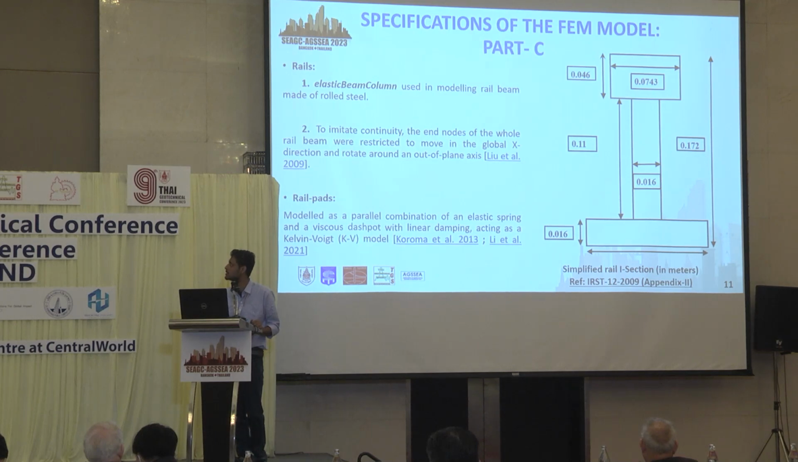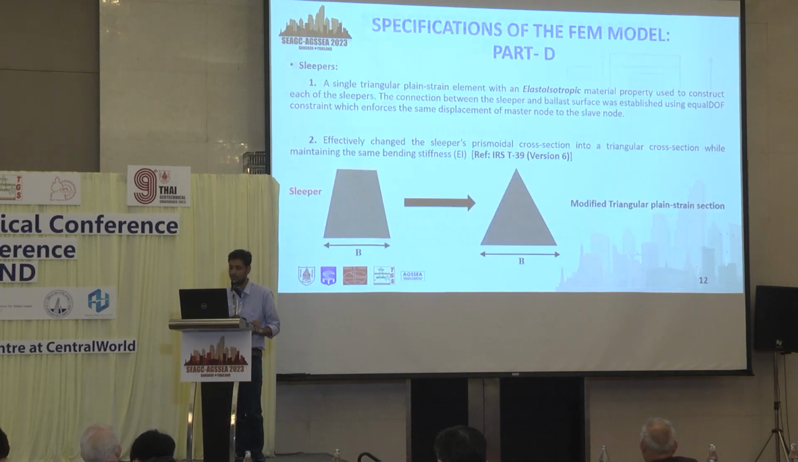This is the rail cross section. Actually it is bull-headed, but we simplified it into a rectangular head just to make our calculation easier. And another essential parameter is the rail pads, which connect the rail to the sleeper. So we go for the Kelvin-Voigt model, which considers a viscous dashpot in parallel with the spring, which has also been adopted by several researchers before.